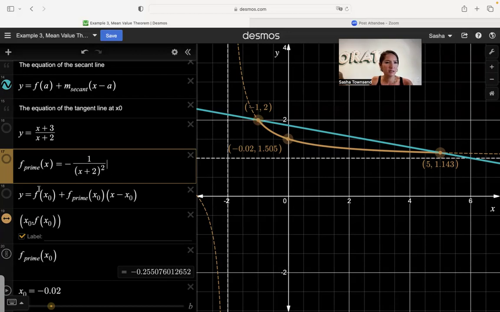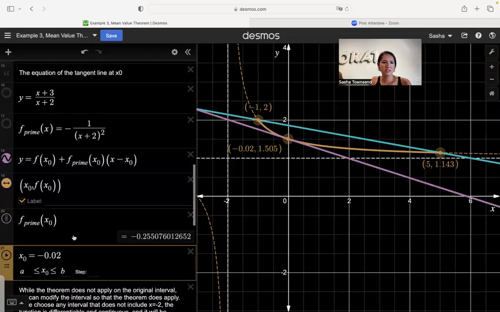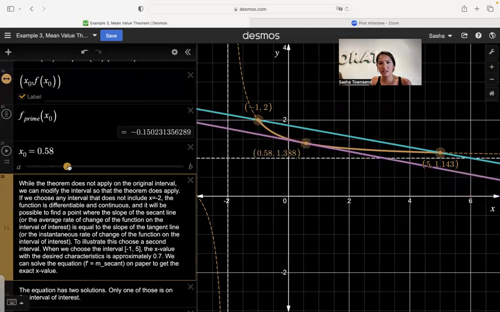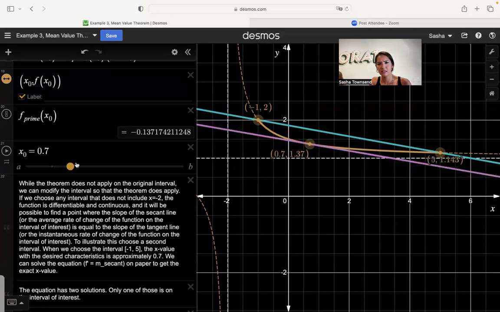You can do this visually by plotting a point. We've got this -0.02 as one of our points, 1.505. Draw a tangent line there. And then we can just move the slider until we find the appropriate x value. I'm looking for that tangent line to be parallel to the teal line. And it looks like at approximately x equals 0.7, that tangent line is parallel to the secant line.